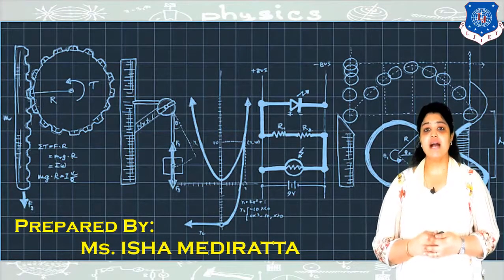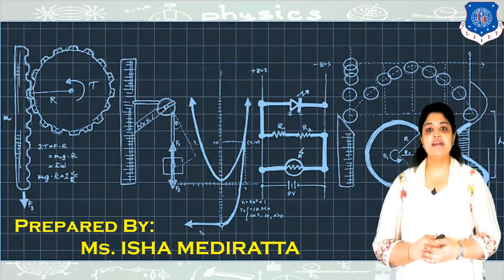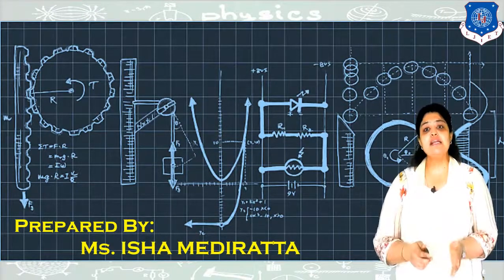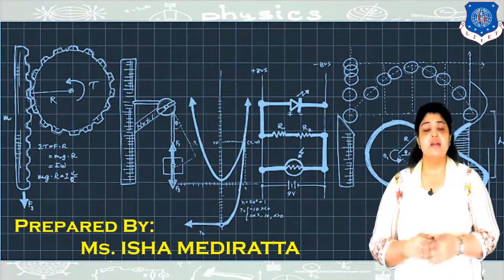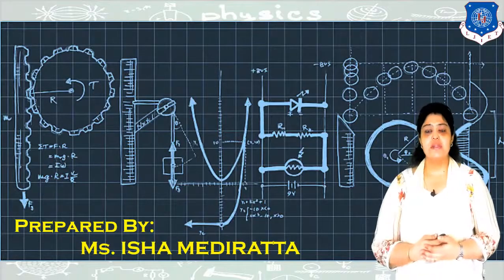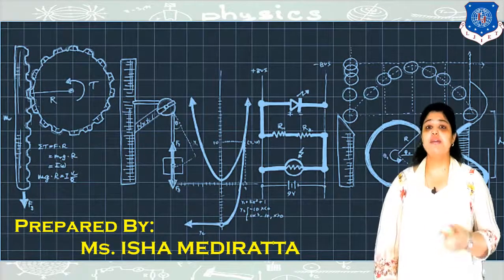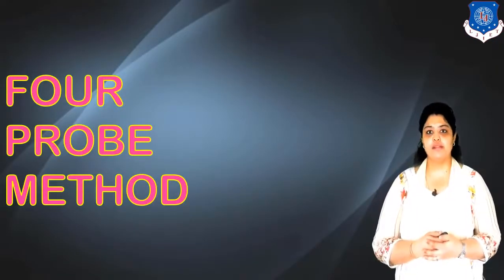Today I am going to start with the fourth chapter of our syllabus, that is measurements. This is a chapter which has a weightage of 17% according to GTU syllabus. It deals with different measurement techniques related to semiconductors. Semiconductors was the chapter which we have covered prior to this. This chapter is divided into 7 subtopics. So in today's video, I will be discussing the first subtopic, that is 4-probe method.